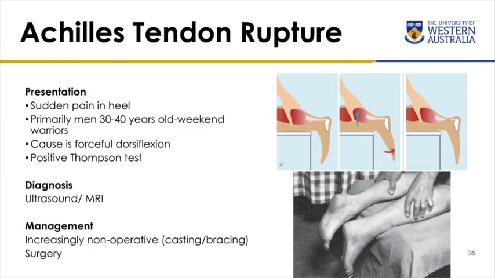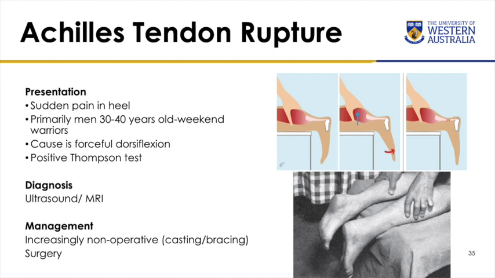Achilles tendon rupture presents with sudden pain in the heel, primarily in men in their mid-30s to mid-40s, the weekend warriors that return to sport without proper training, but may also be seen in elite athletes. The cause is a forceful dorsiflexion of the ankle.